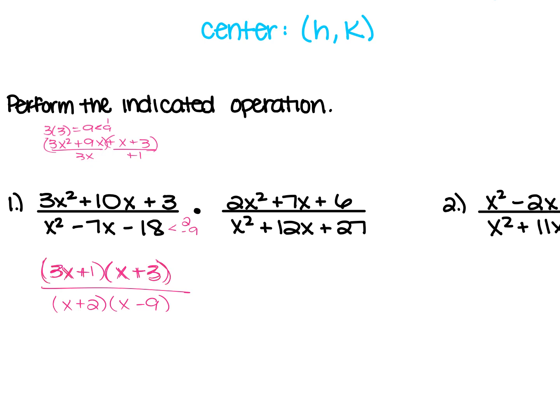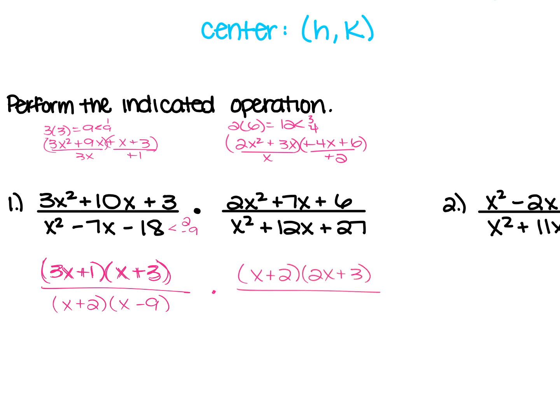On the top of the second fraction, you have 2x squared plus 7x plus 6. So with this one, we're going to multiply the 2 and the 6. That gives us 12. Your factors of 12 that add up to be 7 are 3 and 4. So that's going to give us 2x squared plus 3x plus 4x plus 6. Factor this by grouping. You're going to take out an x from the first, a positive 2 from the second. So that's going to leave you with x plus 2 times 2x plus 3. And then on the bottom of that second fraction, your factors of 27 that add up to be 12 are 3 and 9. So that's just x plus 3 times x plus 9.